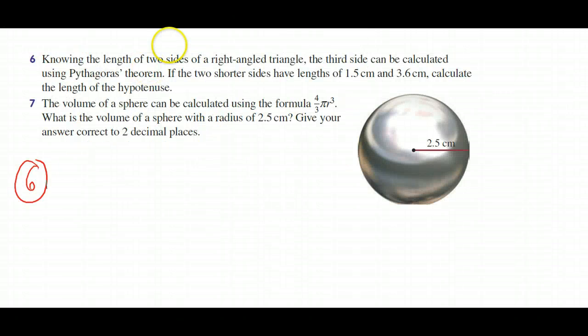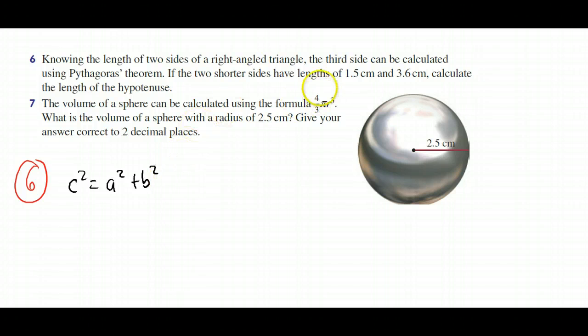Alright, in question 6 we've got the following. Knowing the length of two sides of a right-angled triangle, the third side can be calculated using Pythagoras' theorem. If the two shorter sides have lengths of 1.5 and 3.6 centimeters, calculate the length of the hypotenuse. So to do this, we've got to know Pythagoras' theorem, which is c squared equals a squared plus b squared.